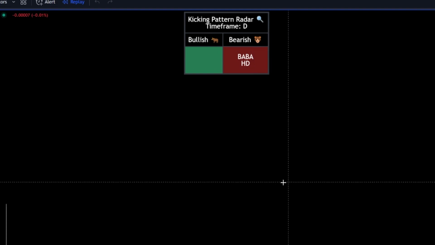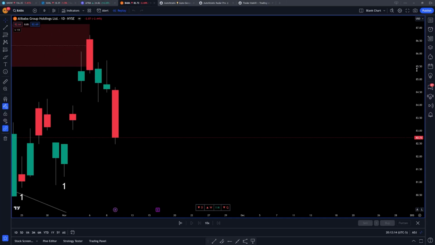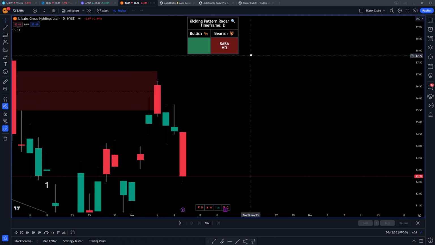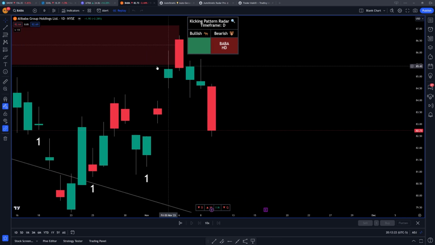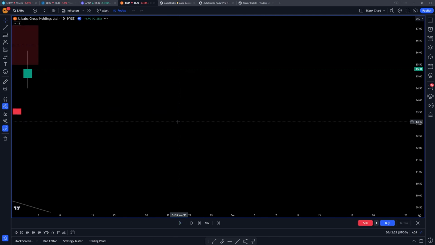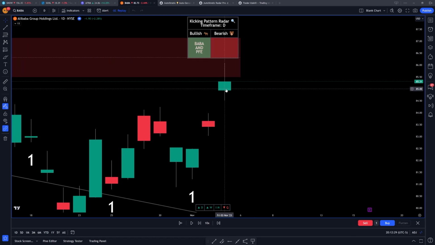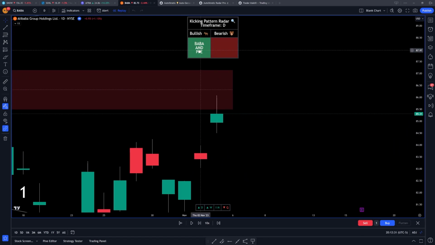We can't do it. Let me switch to Baba right now. But we can't scan it. It's impossible, and I'll show Baba and why it showed it here. Before we get into today's example, we had a kicking pattern the other day on Baba, right? And you see, the kicking pattern just updated to reflect the previous day, back in time.